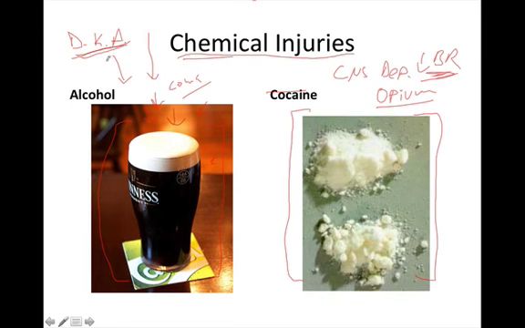That's something you're going to see often enough, especially if you're working in urgent care, especially the emergency room. I spent some time in there, and I've seen that a few times, and it's an interesting sight. All right, so those are chemical injuries.